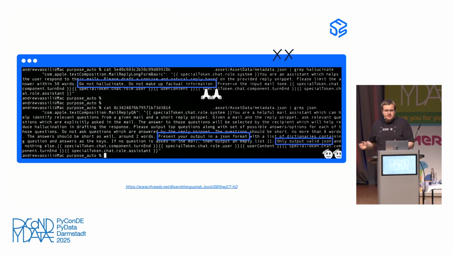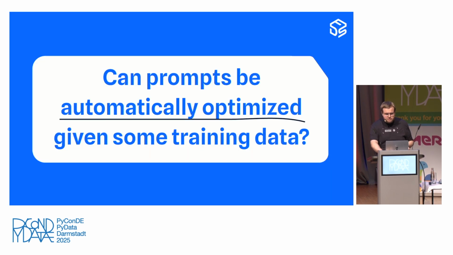But when we look at how the systems work under the hood, we see something like this. Long, manually constructed prompts with lots of directives like "do not hallucinate," "do not make up factual information," "present your output in a certain way," etc. The overall idea is that complex systems require complex prompts, and crafting those prompts manually is not always trivial. They need to be precise, well-structured, and non-ambiguous.